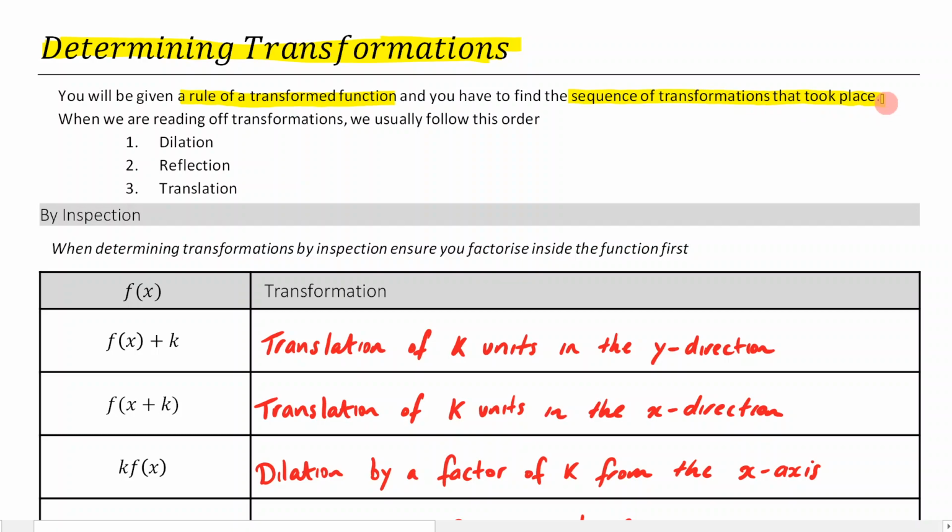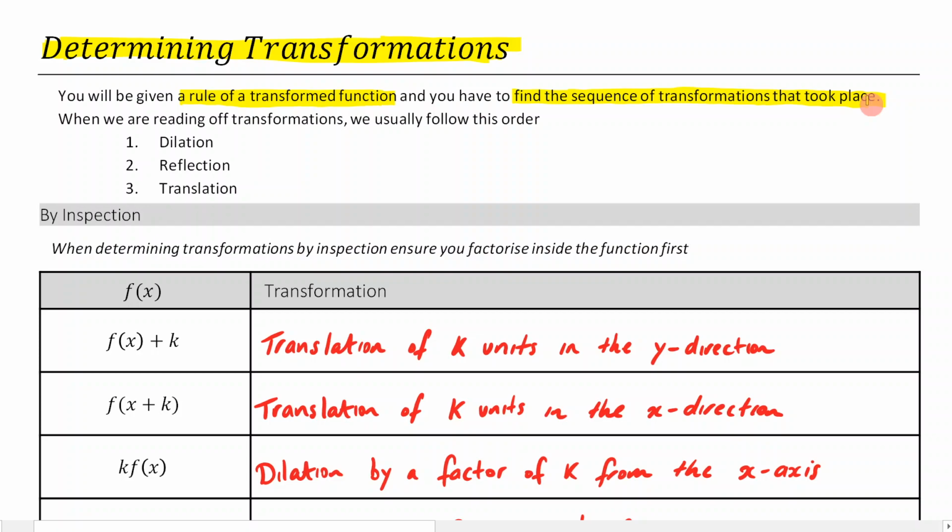So in previous lessons, we were applying transformations to create a transformed function. But when we're determining transformations, we're going to be given a rule of a transformed function, and we need to find the sequence of transformations that have taken place.